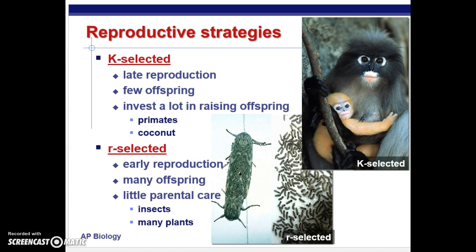Whereas R-selected, we have an earlier reproduction timetable with many offspring and little parental care. So most insects, many plants, they disperse a ton of pollen. Tons of seeds are released by the plants. So these are our selective strategies.